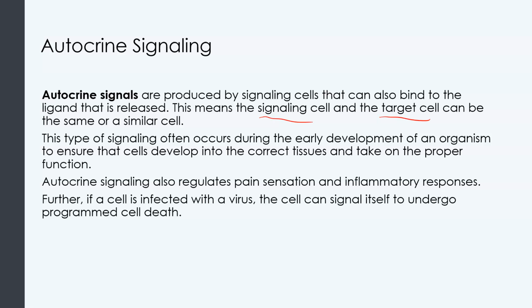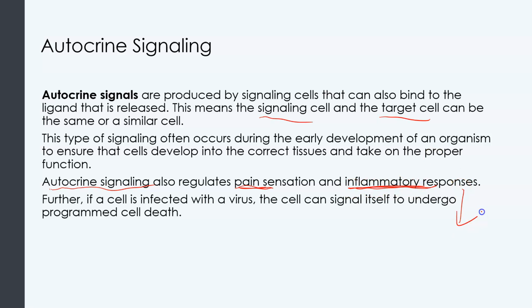This type of signaling often occurs during the early development of an organism to ensure that cells develop into the correct tissues and take on the proper function. Another thing that autocrine signaling does, it regulates pain sensation and inflammatory responses.